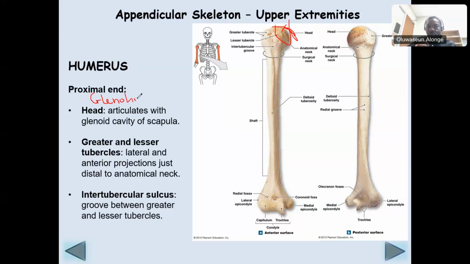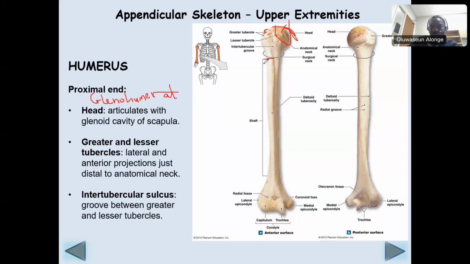Glenohumeral joint. Sorry, I'm writing with my mouse. So that's the glenohumeral joint. We have the greater tubercle, which is a projection right here. Then we have the lesser tubercle, which is the projection right there. And majorly, that's what helps to give the position of the anatomical neck of the humerus.